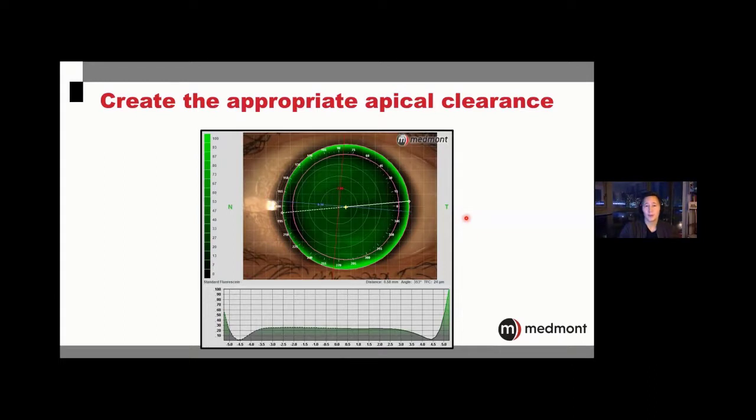Then what we want to do is fit our base curve to create the appropriate apical clearance. And that's about 20 to 25 microns, gives you the lens that's just the right amount of fluid between lens and cornea, and allows you to observe that you have apical clearance. Any thinner than 20 microns, it might be hard to pick it up, and you might think you have a lens in touch with the central cornea. Now, once you've got that apical clearance at an appropriate level, that allows the lens to land down in the mid-periphery and be laterally stable.